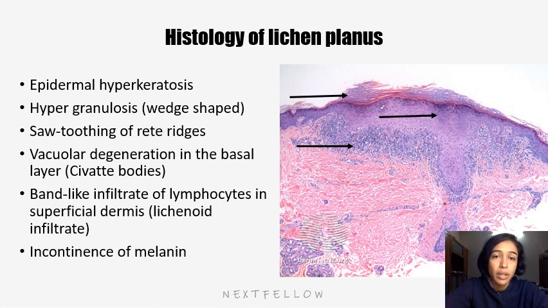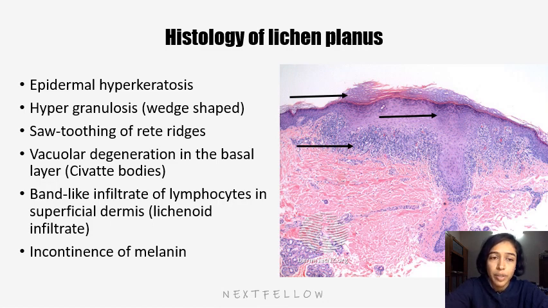Okay? At the basal layer, there's vacuolar degeneration seen in the keratinocytes. Individual cells would have vacuolar degeneration. These are known as civatte bodies. That means individual cells get necrosed.